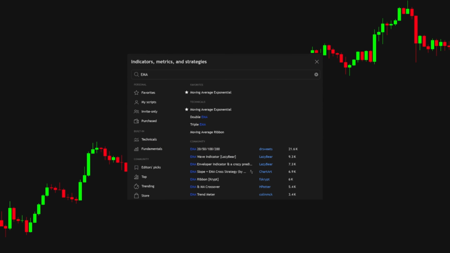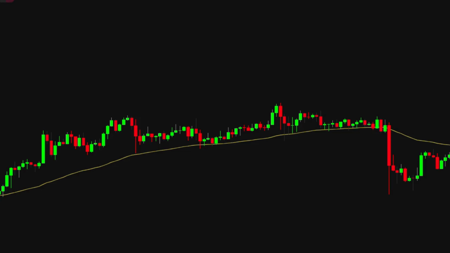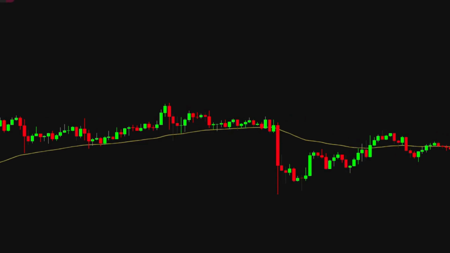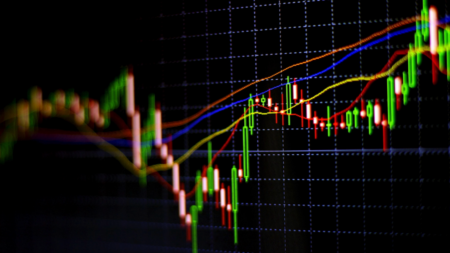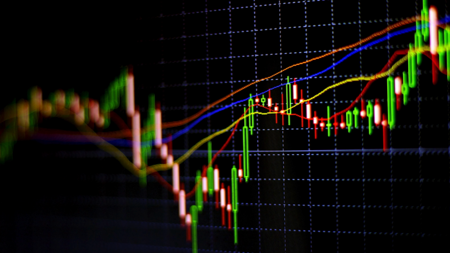Open your chart, go to the indicator section, and add a single exponential moving average. Set the length to 50 and choose a clear, neutral color so it stands out on your chart without overpowering price or creating visual noise. You don't need multiple EMAs, oscillators, or indicators layered on top of it. In fact, adding more only distracts from what this level is meant to show.